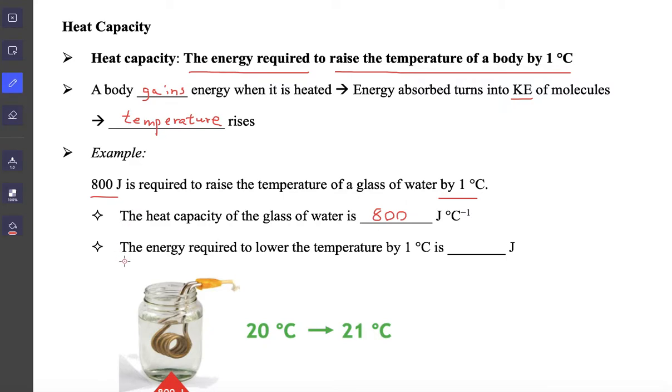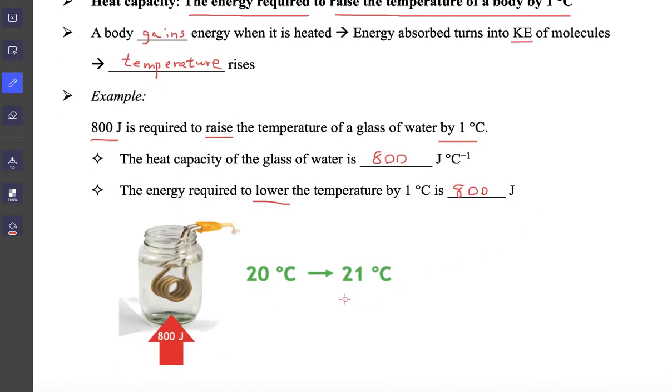And this time, what about the energy required to lower its temperature by 1 degree Celsius? It's actually the same. No matter if it's lower or raise the temperature by 1 degree Celsius, it's the same. So it's also 800 joule. That means it's not just about raising the temperature, it's about changing its temperature by 1 degree Celsius, and that energy is the heat capacity that we are talking about.